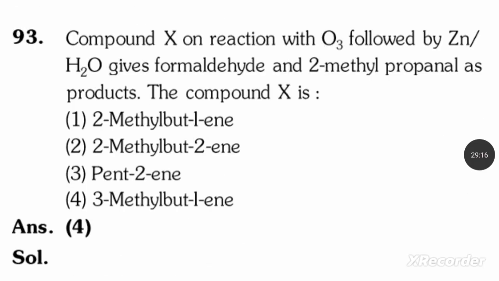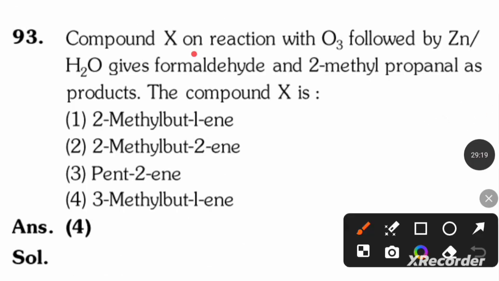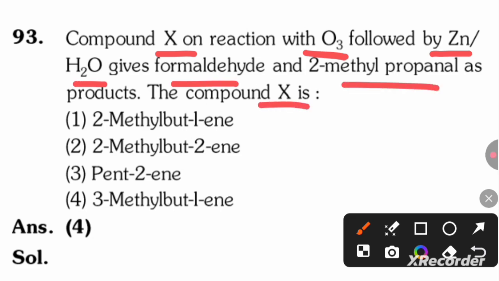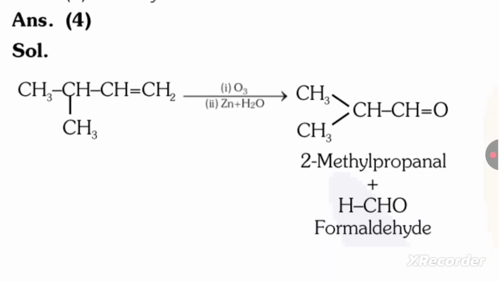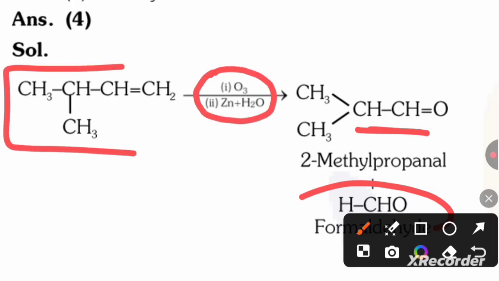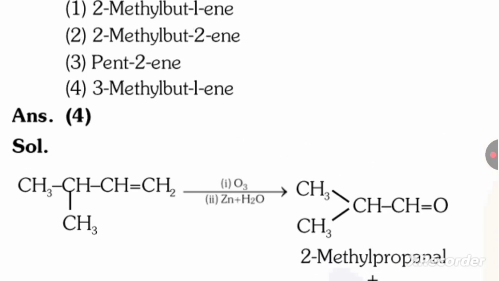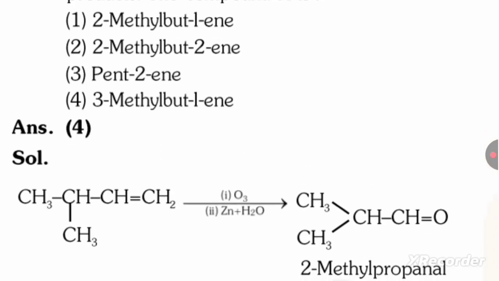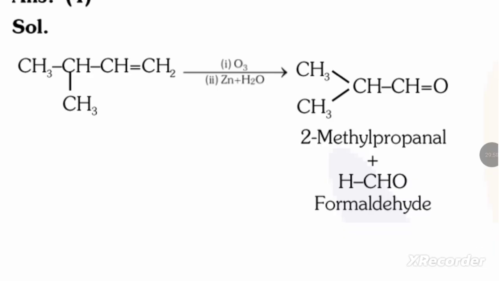Let us move to the next question. Compound X on reaction with ozone, it's an ozonolysis reaction followed by zinc on hydrolysis, gives formaldehyde and 2-methyl propanal. We need to find out X among these 4 options. So the products we are getting, one is formaldehyde, a 1 carbon aldehyde, and another one is 2-methyl propanal. So on treating with ozone followed by hydrolysis, this compound, 3-methyl butene, will give these 2 products. So 2-methyl but-1-ene is the right answer for this question. So 2-methyl butene on reacting with ozone gives formaldehyde and 2-methyl propanal.